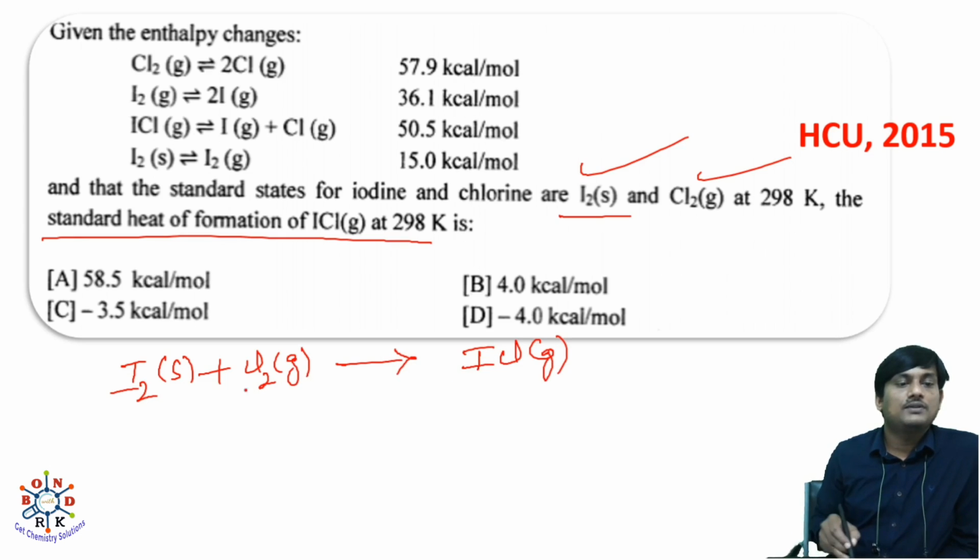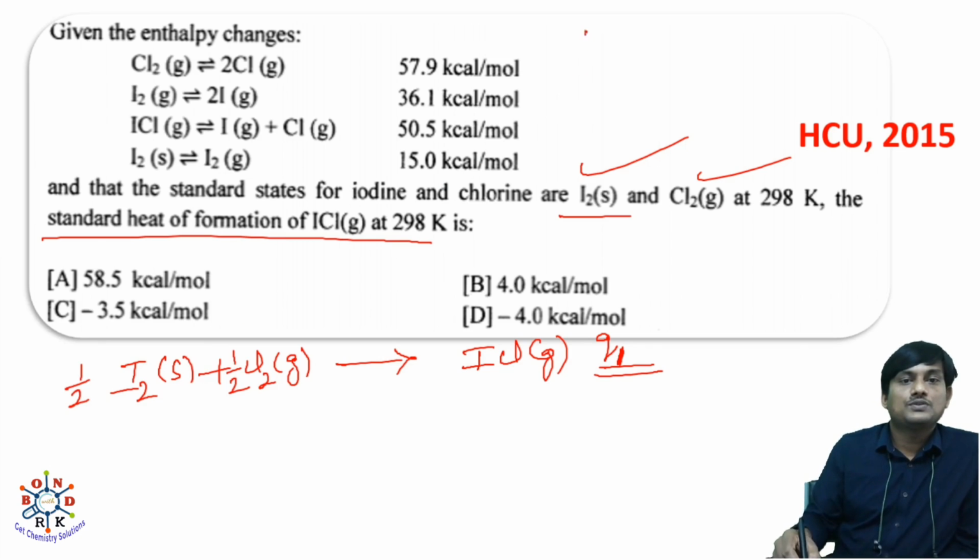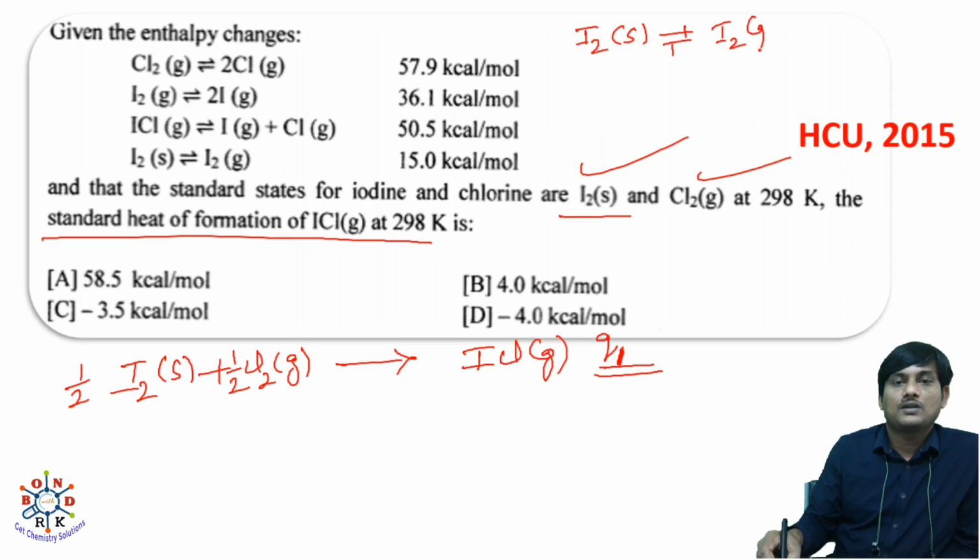gas at 298 Kelvin. You have to form 1 mole of ICl, so you have to take 1 by 2 and 1 by 2. This is the equation which represents the standard heat of formation. Let us take the heat as Q1. You have to find out the Q1 value. Here you can write I2 solid can be converted into I2 gas. Here you have to take half mole of I2 solid, converted into half mole of gas.